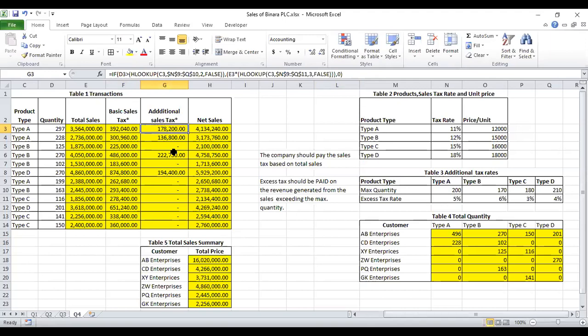Yeah, the question says that excess tax should be paid on the difference between the units. So 297 minus 200.